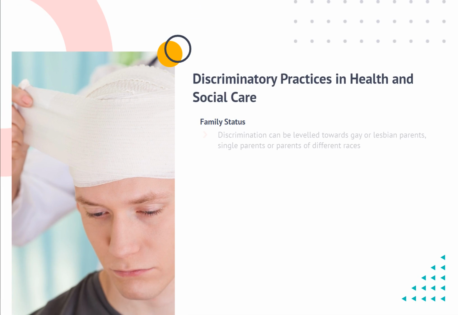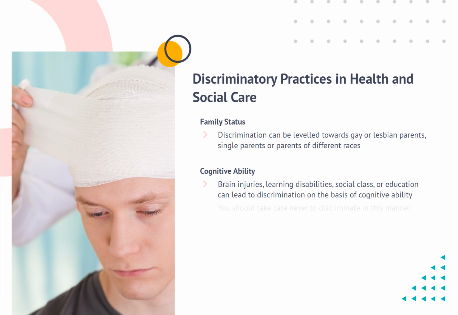Family status. Discrimination can be leveled towards gay or lesbian parents, single parents, or parents of different races. Cognitive ability. Brain injuries, learning disabilities, social class, or education can lead to discrimination on the basis of cognitive ability. You should take care never to discriminate in this manner.